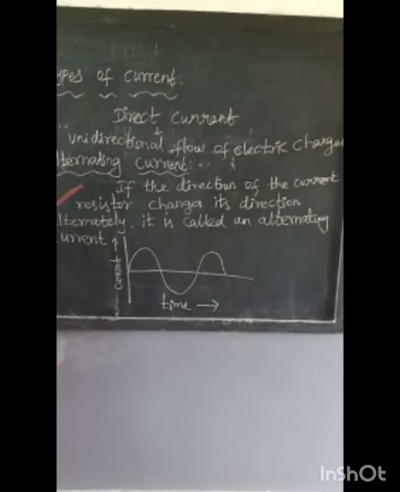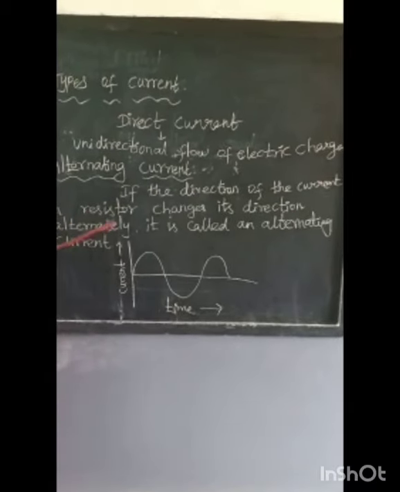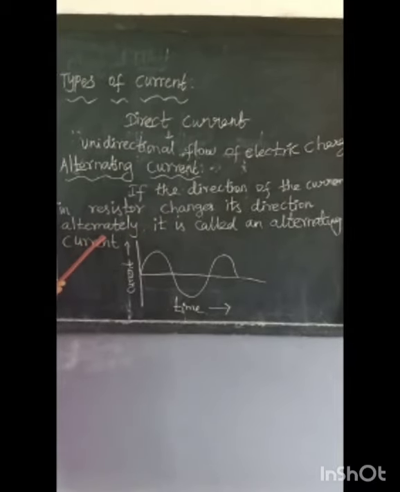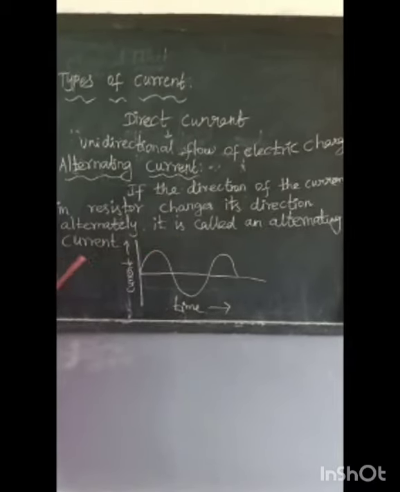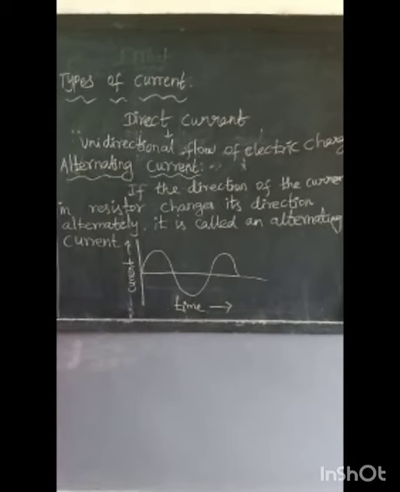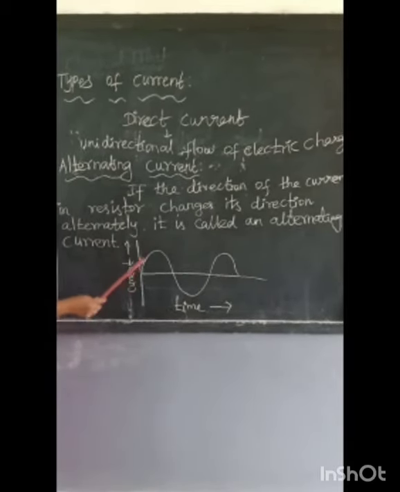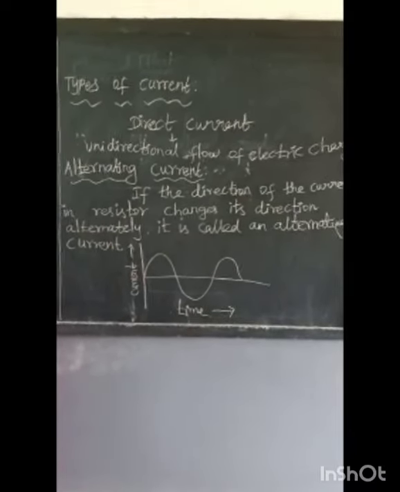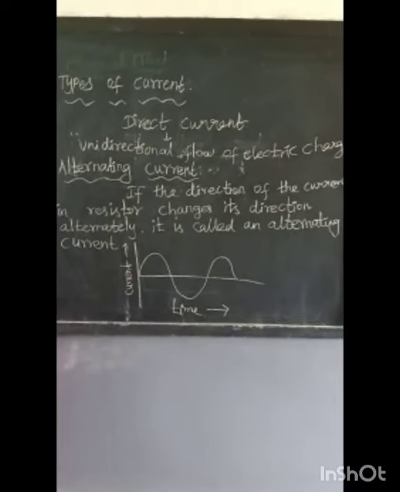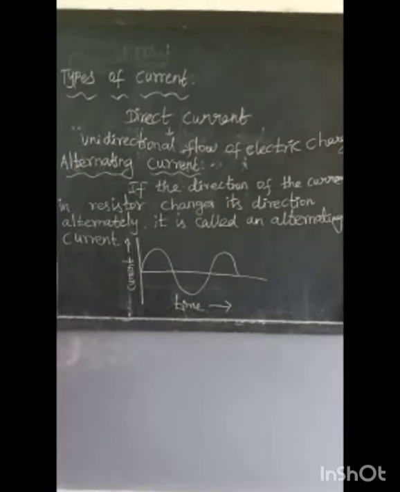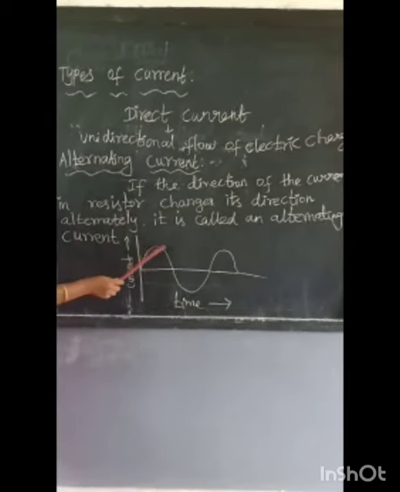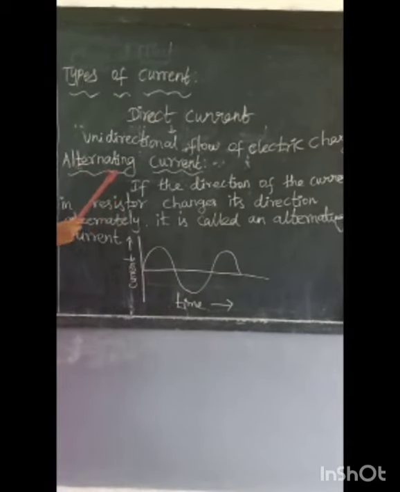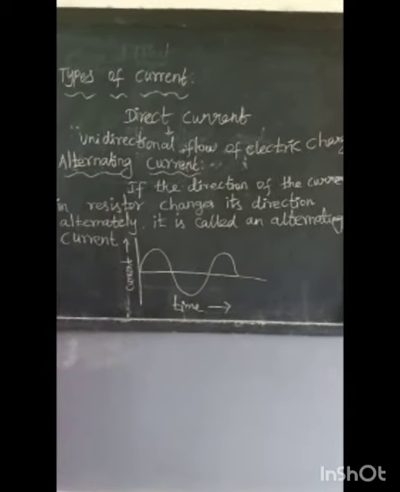Then next, alternating current. If the direction of the current in a resistor changes its direction alternately, it is called alternating current. If the graph is drawn like that, the movement of charge in the circuit is not in one direction; it changes alternately. If it is like that, it is called alternating current, or AC.